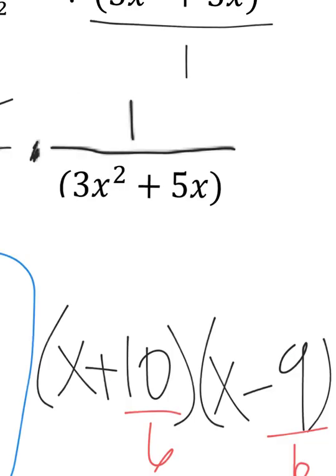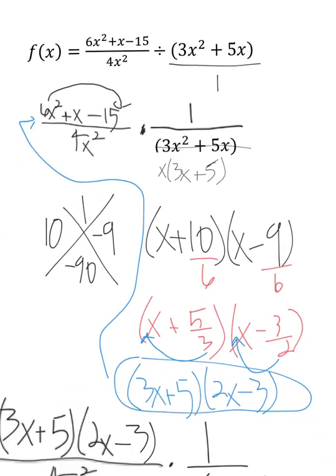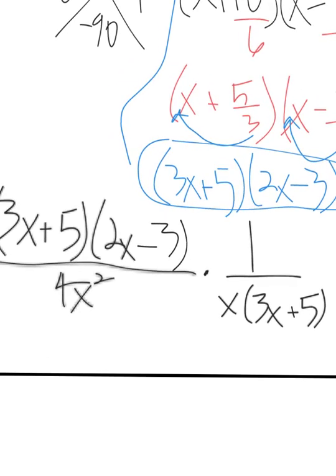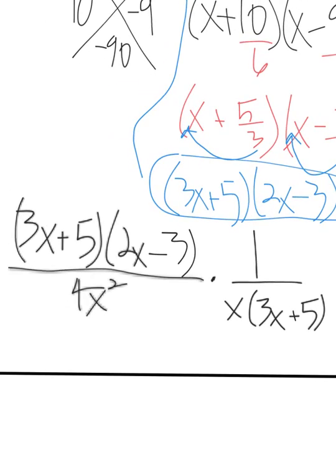Before I rewrite everything, I want to factor out the greatest common factor of this. So instead of having 3x squared plus 5x, I'm going to factor out an x. And so I'm going to say x times 3x plus 5. And so that is something I can rewrite using what I just did with my factored form. And so now I have everything factored out, and it's ready to cancel stuff out.